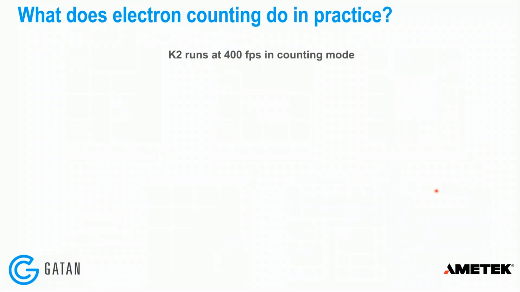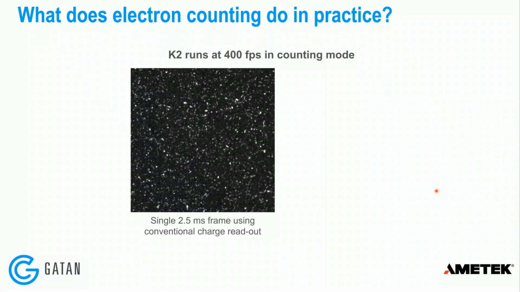Okay, so what does electron counting do in practice? We have to run fast to do the electron counting. The K2 runs at 400 FPS in counting mode. K3 runs at 1500 FPS in counting mode. And the whole point of that is that we can separate these individual electron events and register them digitally. So this is an example of a frame from the K2. It's a single 2.5 millisecond frame using conventional charge readout.